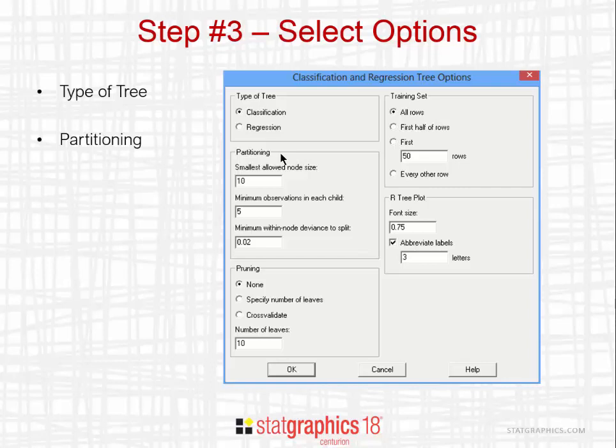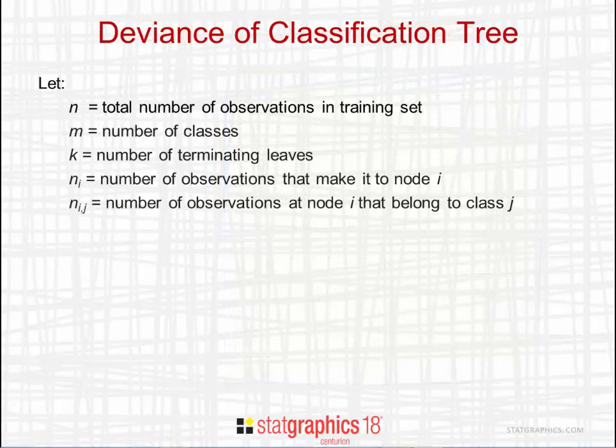We also can restrict the splitting of nodes by specifying the minimum within node deviance to be allowed to split a node. In order to understand how it decides which variable to use to partition a node, you need to understand a concept called deviance. I'm going to introduce here a little notation.